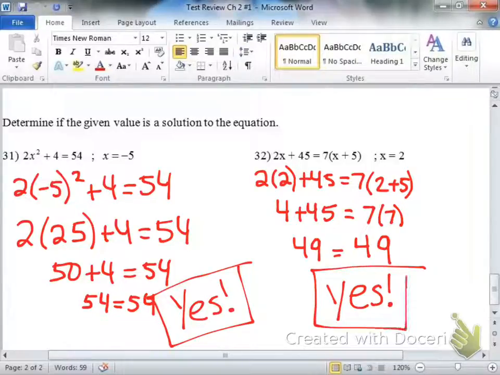If you would get something like negative 49 equals 49, or negative 49 equals 2, or something like that, then your answer would be no. But if you're getting one number equals the exact same number, then the number you plugged in made it true, and your answer is yes. What are your questions?